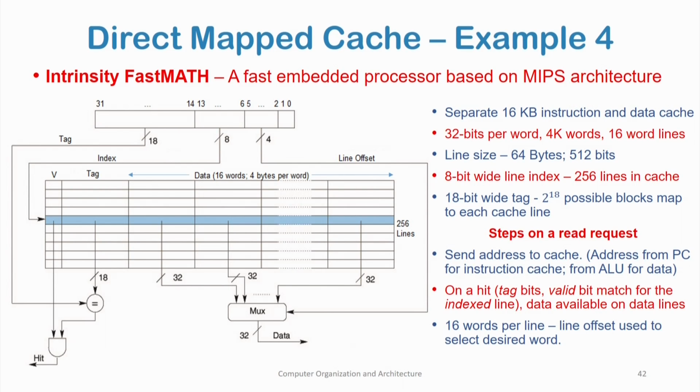What are the steps for the read request on this? We send the address to the cache, either the instruction cache or the data cache. Addresses are sent from the PC for the instruction cache and from the ALU for the data cache. On a hit, that means the tag bits and valid bits match, the data is made available on the data lines.